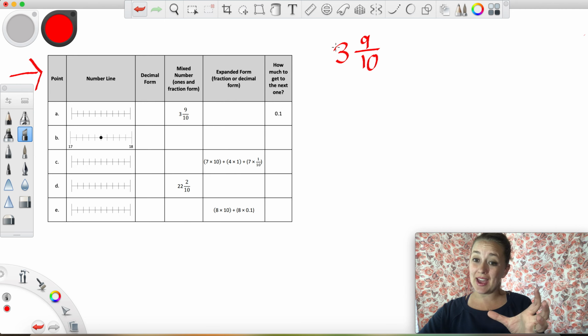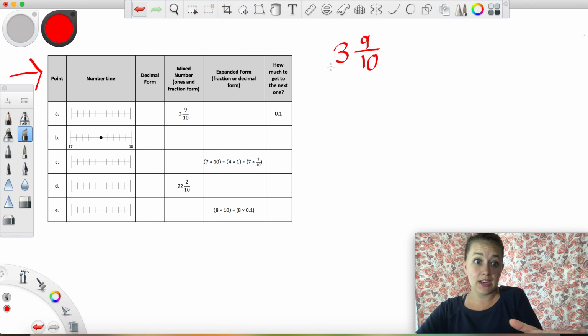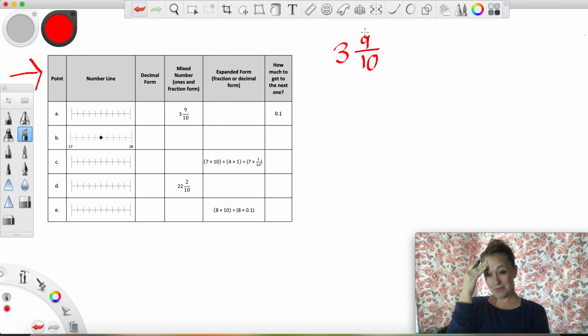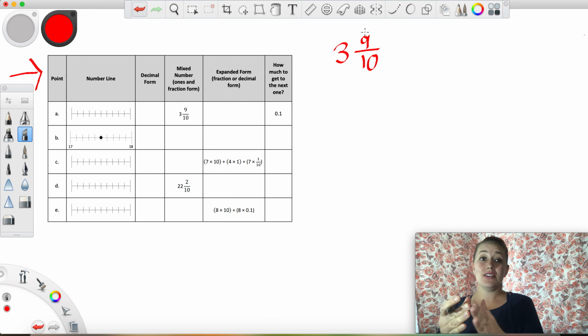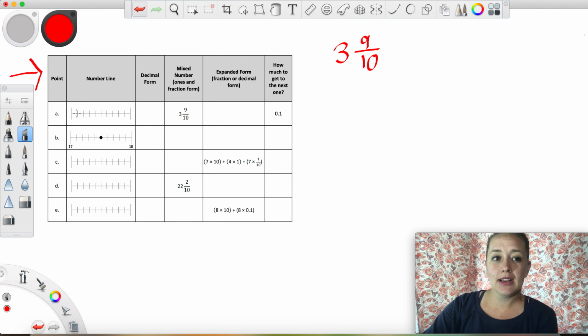How many wholes do I have? I have 3. Or how many dollars do I have? I have 3. And then 9/10, it's kind of like saying, okay, well, how many dimes do I have? I have 9. So 9 cents or 90 cents or 9/10. So let's write that out on our number line.